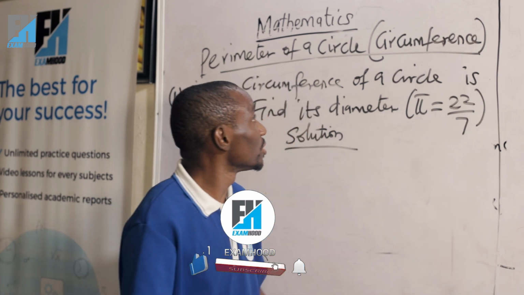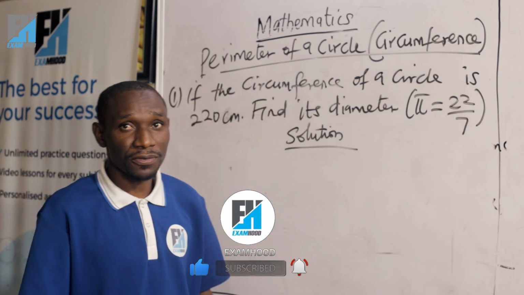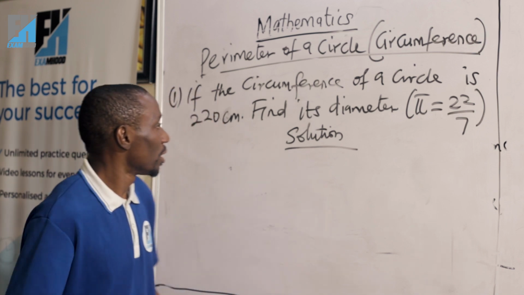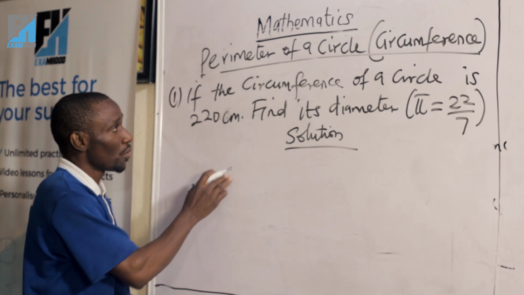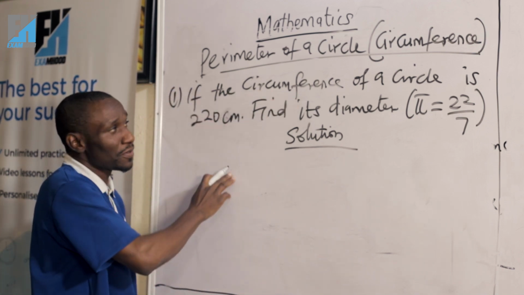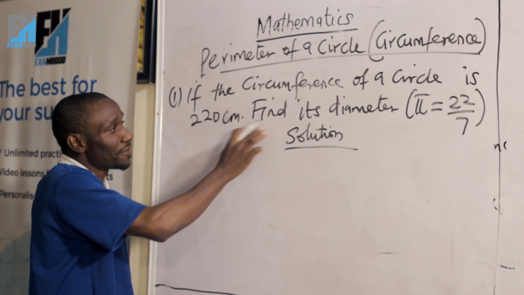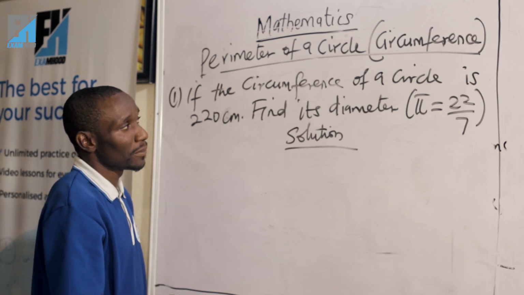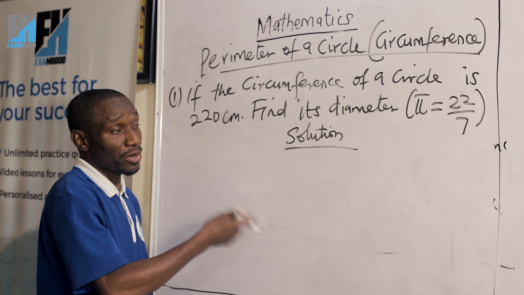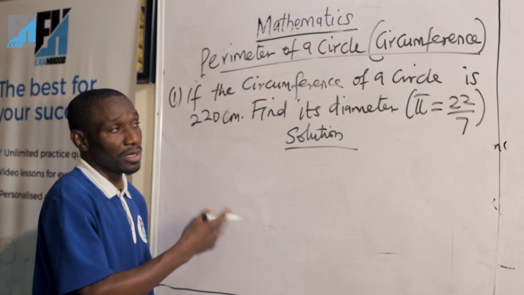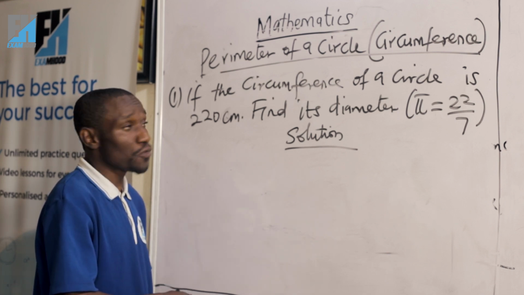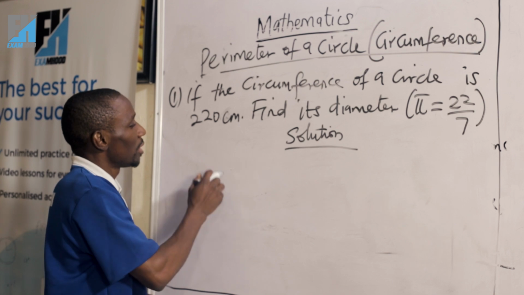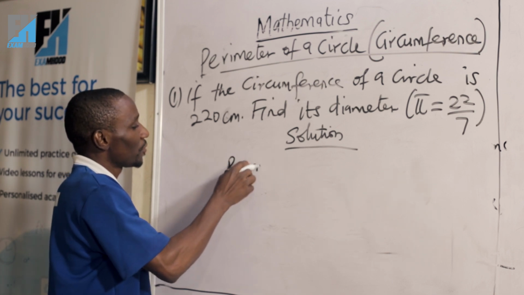Let's look at this question on perimeter of a circle. The question says if the circumference of a circle is 220 centimeters, find its diameter. Remember that in our last video we talked about perimeter of a circle. We are able to solve perimeter of a circle.